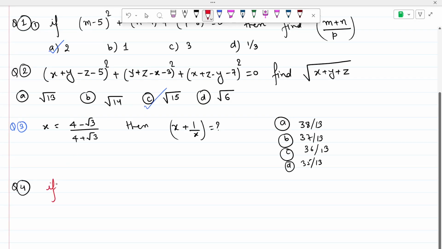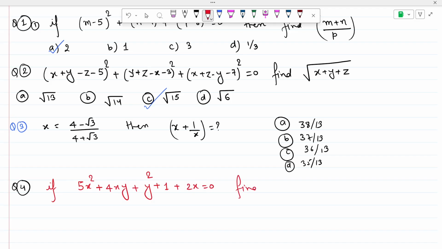If 5x² + 4xy + y² + 1 + 2x = 0, find x and y. Your options are... these are basic. If the options are given, this is a very simple one, isn't it? You just plug in and test.